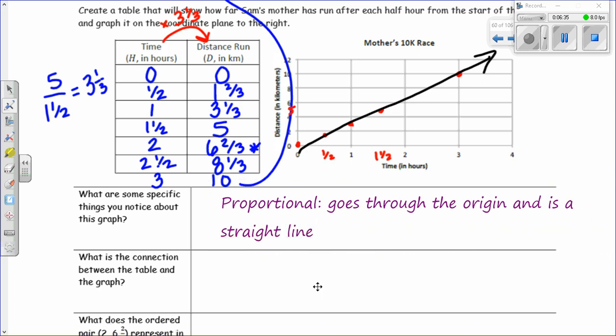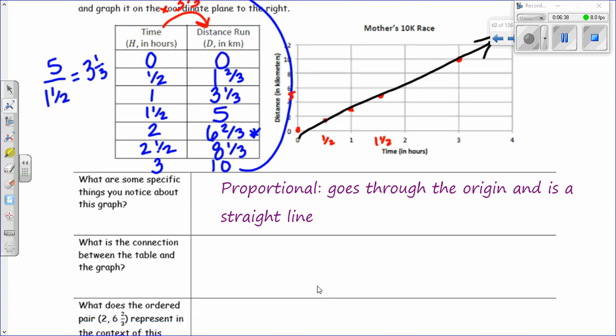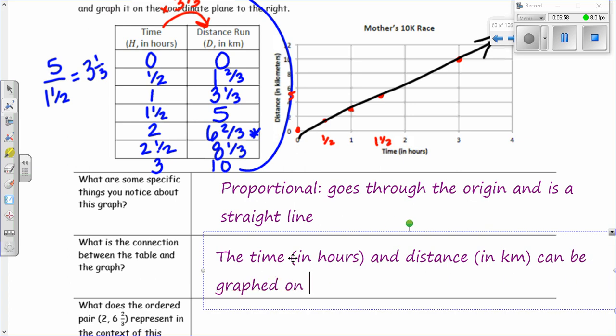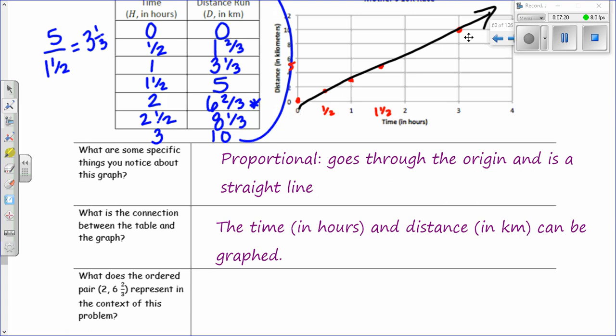What is the connection between the table and the graph? Well, really what it's just saying is the time in hours and distance in kilometers can be graphed. That's all that we did. We just said, okay, we can take these points and we can make a graph of them. Here's 3 hours and 10 kilometers. Again, I showed you 1.5 hours, 5 kilometers. So you do see that through 0, 0, it does make a straight line. You can use a straight edge to make sure that yours is directly in line.